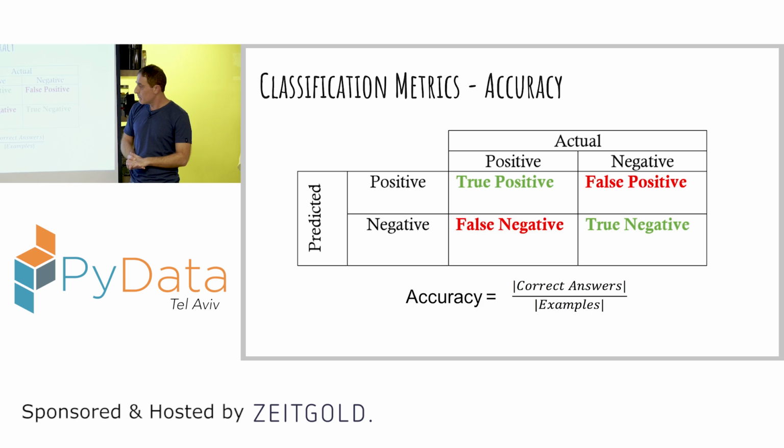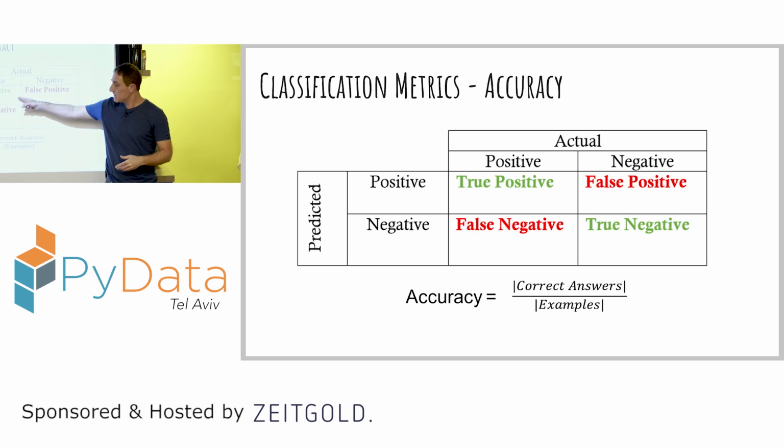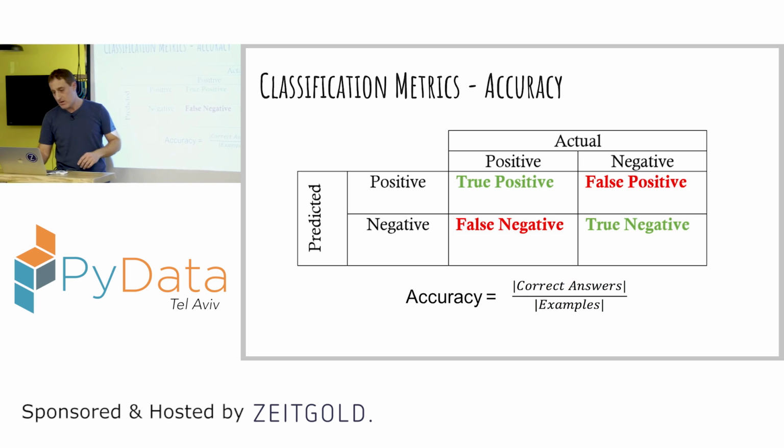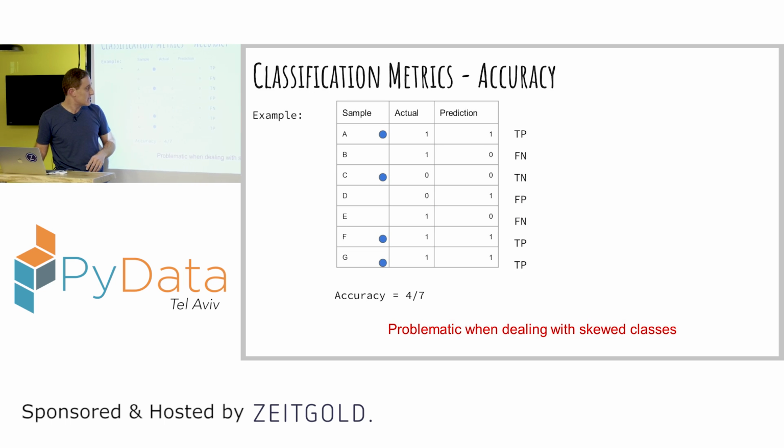So, what is accuracy? Accuracy for us, the measure, is if we take only the green ones, only the samples that we were correct on, divided by the total samples. This is a very basic metric. We can see an example here. Let's say that these are the samples. We have seven samples.